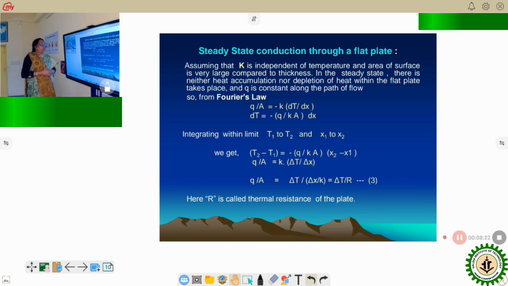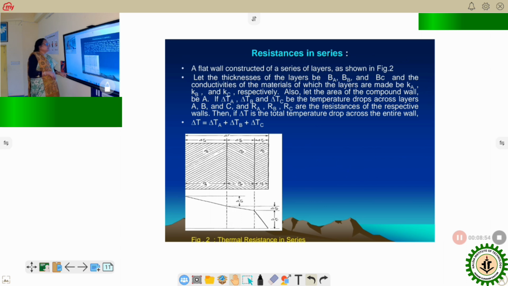From Fourier's law, it can be written as dT equals minus Q by KA into dx. Integrating this equation within the limits T1 to T2 and x1 to x2, we get the equation Q by A, that is the heat transfer per unit area, the heat flux, is equal to delta T by delta x by K, that is delta T by R. And R is called the thermal resistance of the plate.